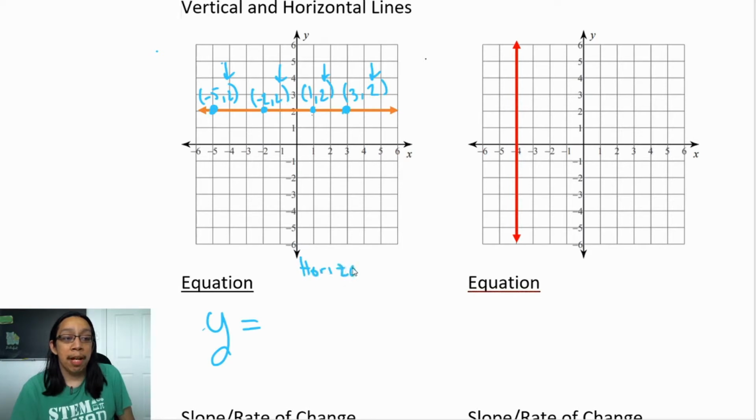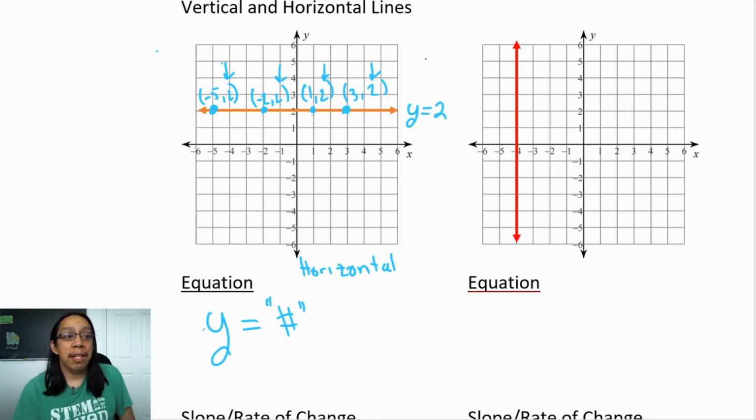So a horizontal line like this one will always have an equation of y equals whatever number you're working with. In this case, we were working with y = 2. So we could say that the equation for this line would be y = 2.